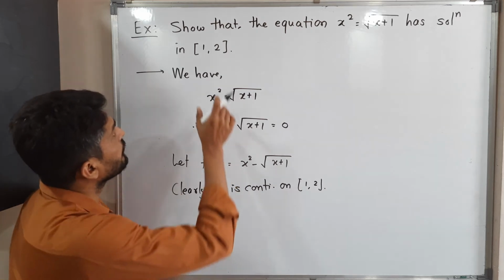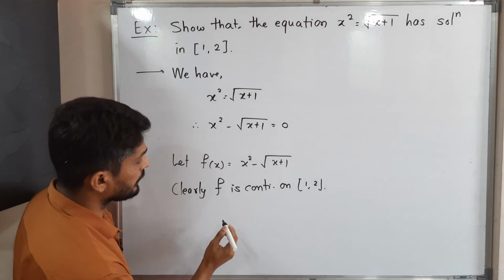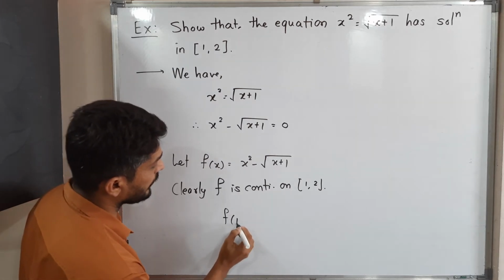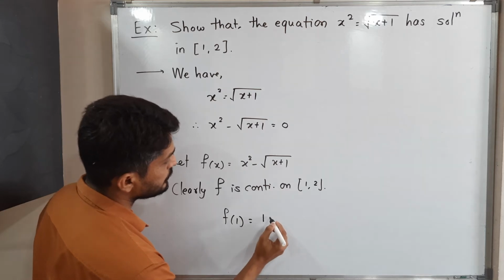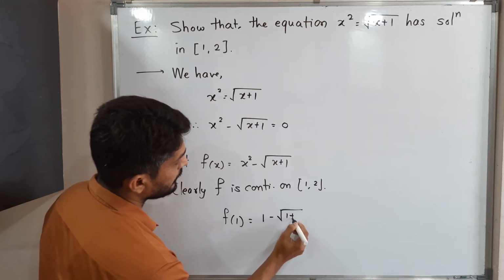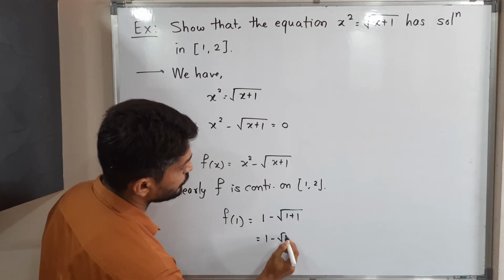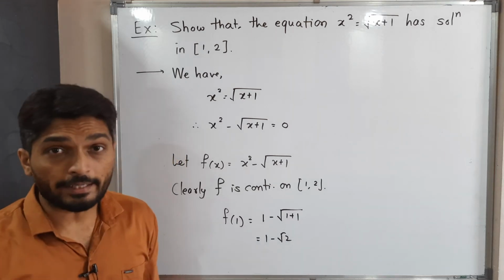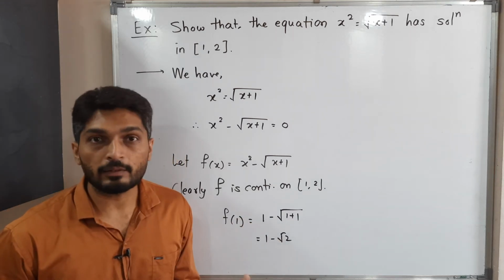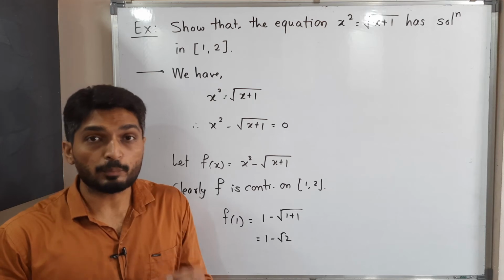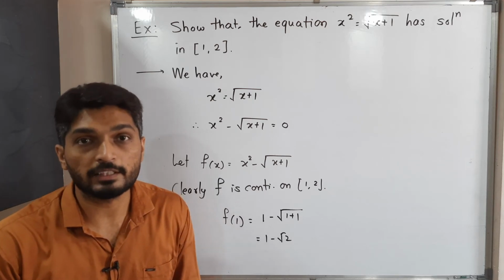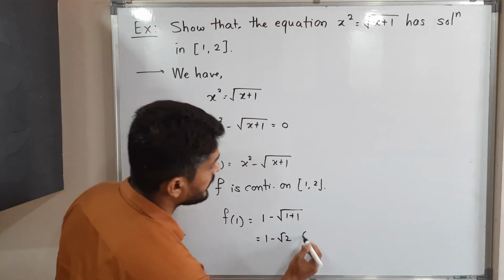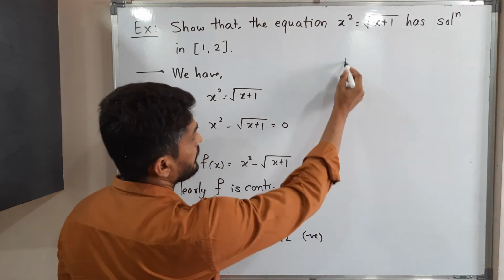Let us find what we want to prove, a solution between 1 comma 2. So let us find f of 1. f of 1, that means I simply put x is equal to 1 here, 1 square is 1 minus root 1 plus 1. So this is 1 minus root 2. You know that root 2 is greater than 1. So if you are subtracting a larger number from a smaller number, definitely we will have a negative number. So that's why it has a negative value.